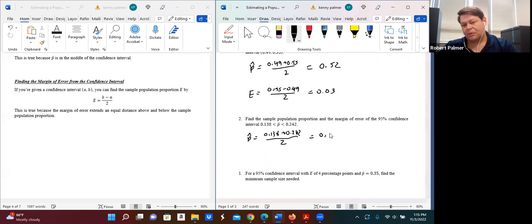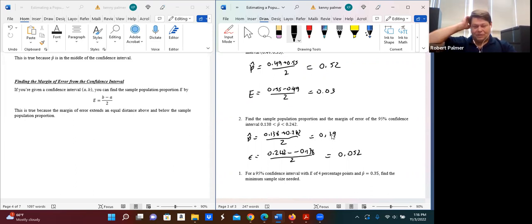That is going to be 0.19. And then E is going to be the upper bound minus the lower bound. So 0.242 minus 0.138. And then that's going to be divided by 2. So our margin of error is 0.052.